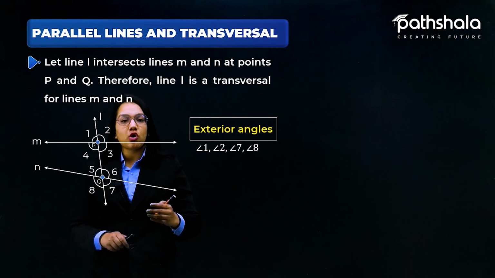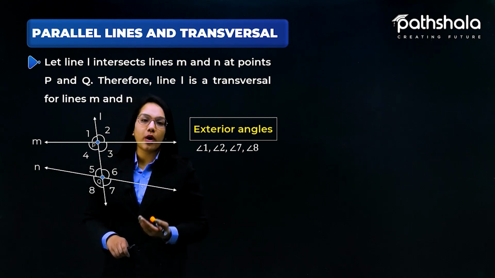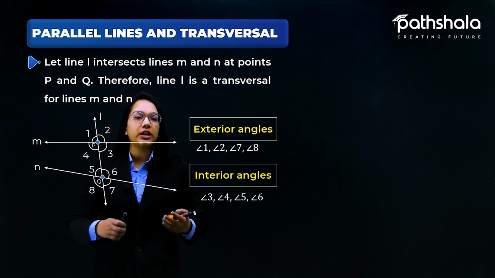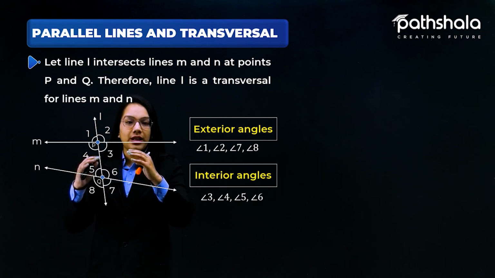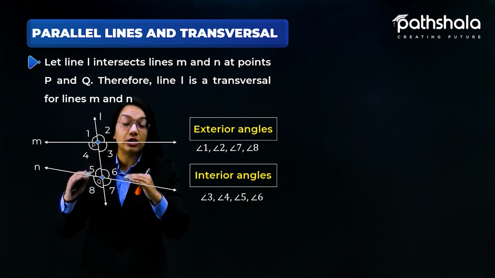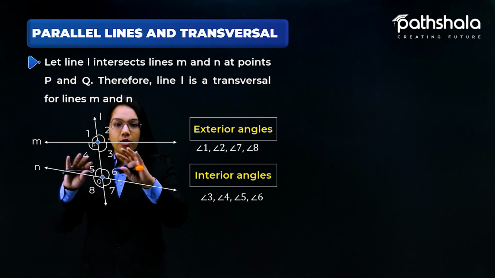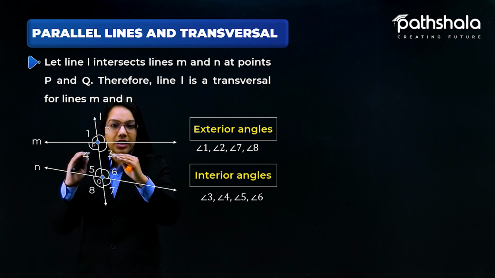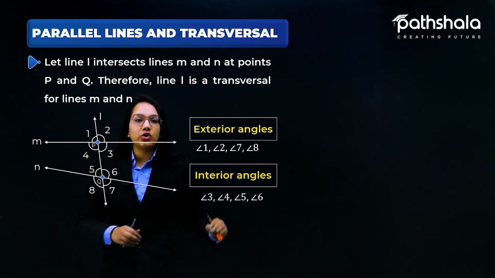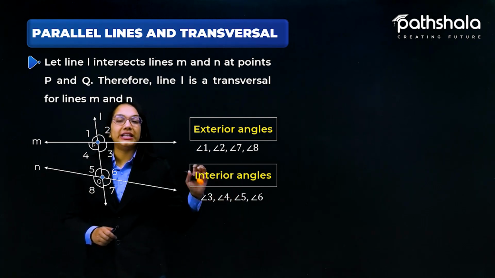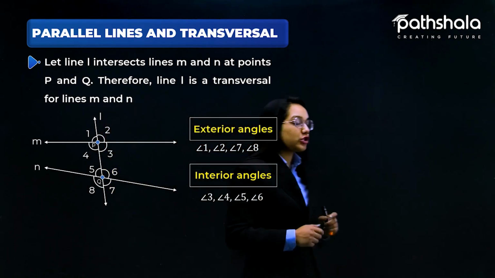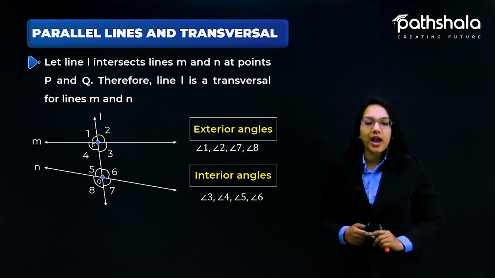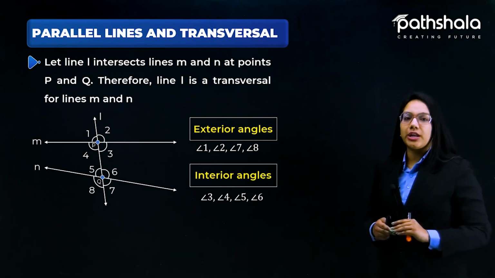If I'm talking about the exterior angles, it is quite obvious what the interior angles are. So what are interior angles? They are the angles lying in the interior of this region. As you can see, in the interior we have these 4 angles, that is angle 3, angle 4, angle 5, angle 6. They are called the interior angles. So we have two special types of angles over here: first, the exterior angles, and second, the interior angles.